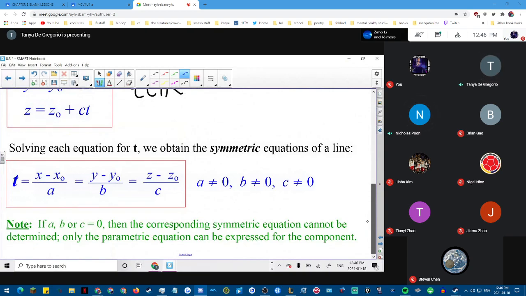Here, a, b, and c cannot be zero in order to get your symmetric equations. If a, b, or c is zero, then you can only find your parametric equations. You can't find the symmetric equations. What we're doing here is solving for t, and we know that t has to be the same in all of them. So that's how you get your symmetric equations. When you write the symmetric equations, we don't put t equals. We just write them like this. And we know t is an element of real numbers.